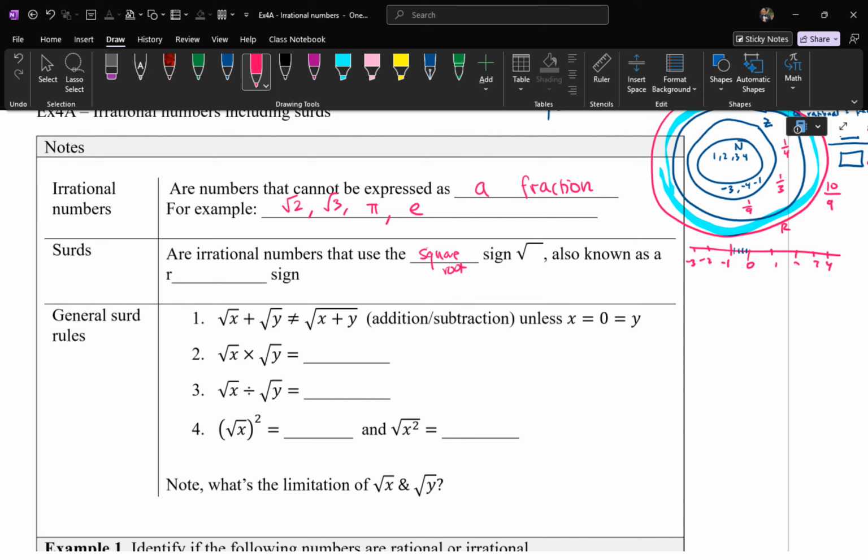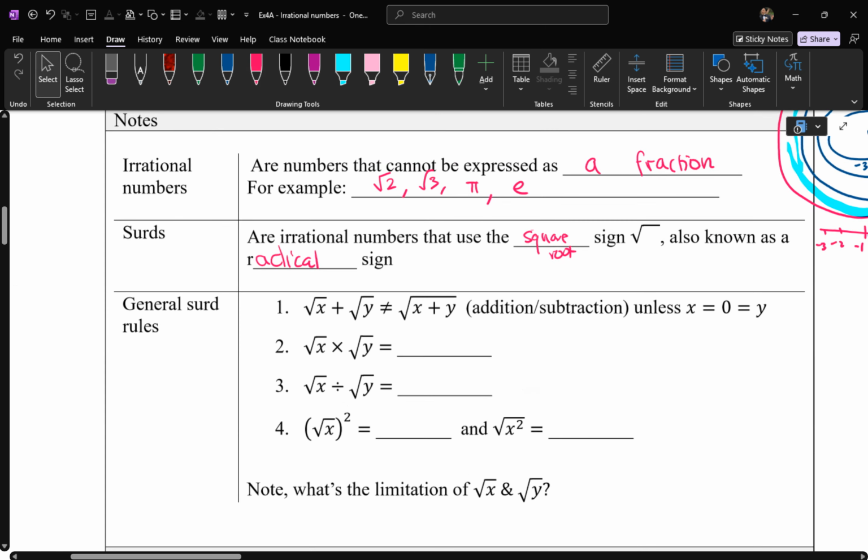Also known as, anyone else know? I think the Americans use this term, starting with R. Oh yeah, true. You can say root sign. It's called the radical sign. Radical. All right.